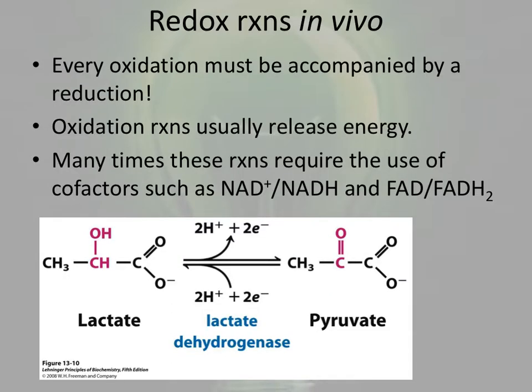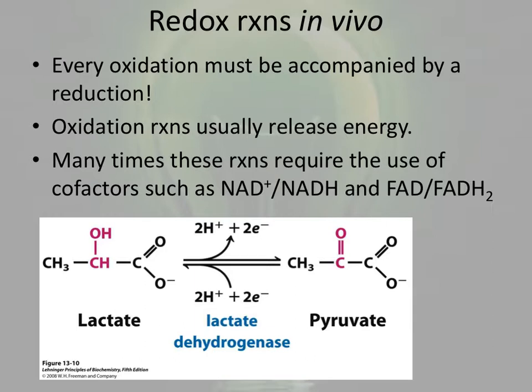Just like yin has to have a yang, light and darkness, oxidation must have reduction. You can't separate it out. Oxidation usually releases energy. For dehydrogenases, they are going to use something like either NAD plus with NADH, FAD, FADH2, notice there is no plus there, FMN or FMNH2, no plus, or NADP plus NADPH. And the only difference between NADP and NAD plus is the fact that NADP has the phosphate on it.